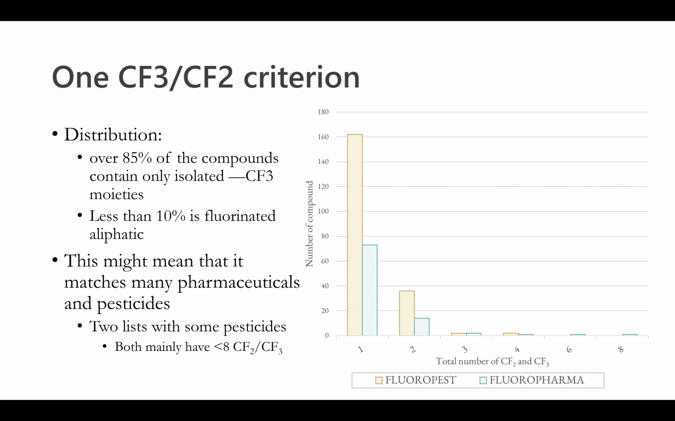So the dominance of single isolated CF3 and CF2 in the OECD list might mean that it matches many pharmaceuticals and pesticides. The graph on the right shows the decomposition by total number of CF2 and CF3, and 2 lists that regroup fluorinated pesticides and fluorinated pharmaceuticals here. So we see that all the compounds have less than 10 moieties, and most have 1 or 2. Though the lists are quite small, this suggests that part of the compounds with a low total number of CF2 and CF3 that are matched by the OECD definition might be from pharmaceuticals or pesticides.